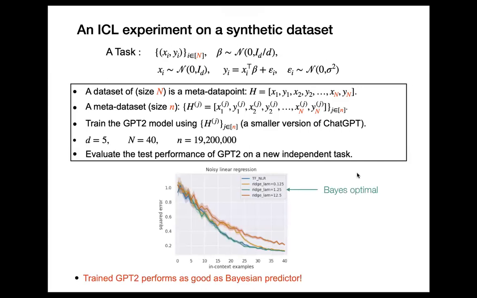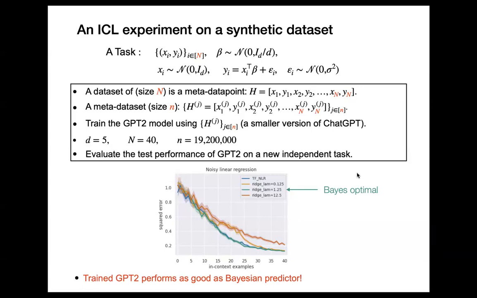So here, this is the experimental result, where I plot the test error versus the number of in-context samples. The number of in-context samples is this capital N. And here there are 4 lines. The green line is the Bayes optimal prediction, the Bayes optimal test error.